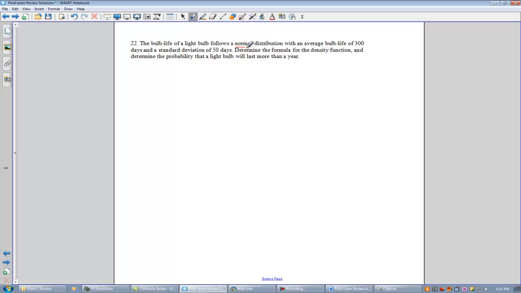Okay, so what we need to do is first determine the probability density function. And since this is said to be normally distributed, we know that the formula for the probability density function of a normal distribution is p of x equals 1 over sigma square root of 2 pi, e to the minus x minus mu, quantity squared, over 2 sigma squared. We know the mean is 300 and the standard deviation is 50. So the probability density function p of x is equal to 1 over 50 square root of 2 pi, e to the minus x minus 300 squared, all divided by 2 times 50 squared.